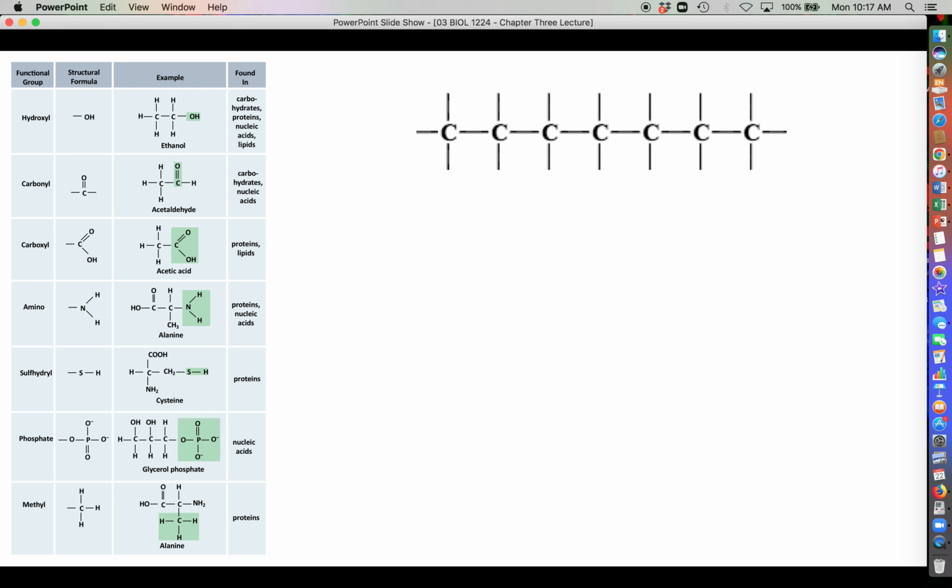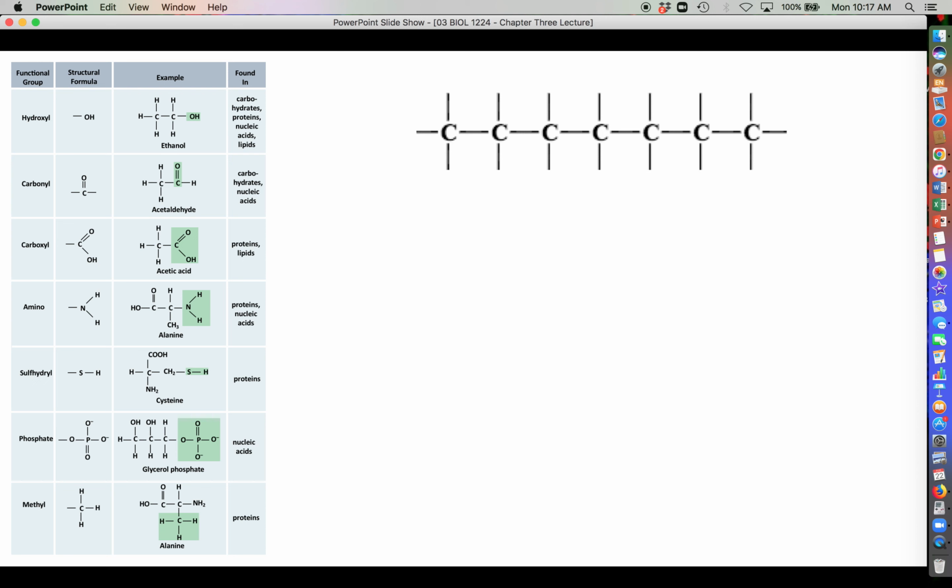What we're essentially going to see is that when we compare carbohydrates to lipids to nucleic acids to proteins, they all essentially have this carbon-carbon backbone or skeleton, but what types of functional groups get attached, and therefore what types of chemical properties these biomolecules have, is going to be a little bit different.